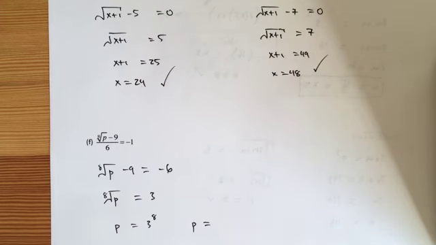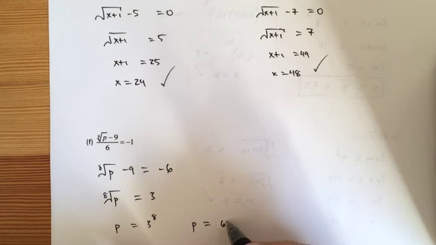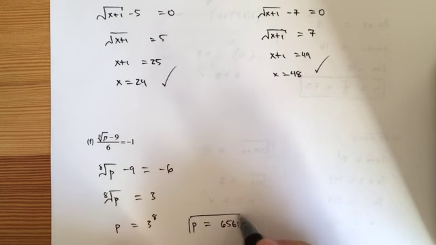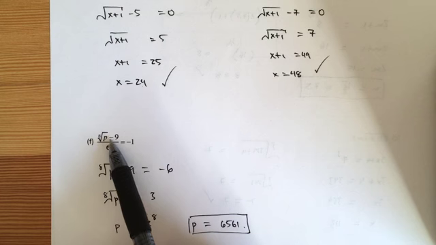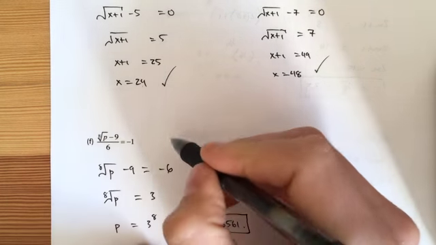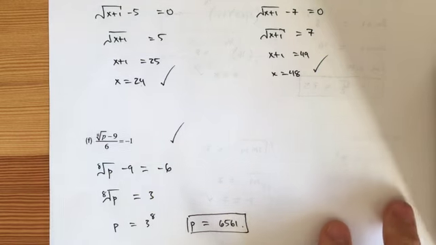So p equals 3 raised to the 8th power, again, is 6,561. Okay, plugging that in, the 8th root of that is 3. 3 minus 9 is negative 6. Negative 6 divided by 6 is negative 1, so it checks out.